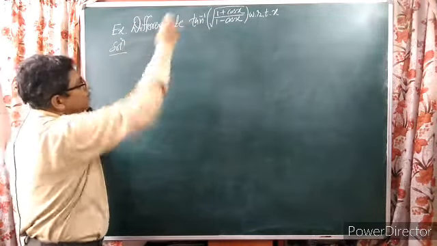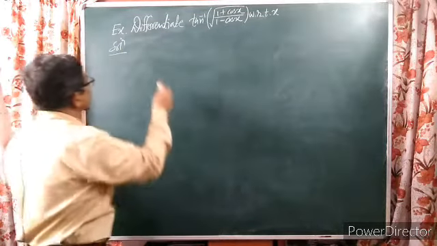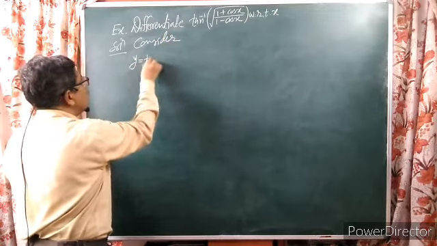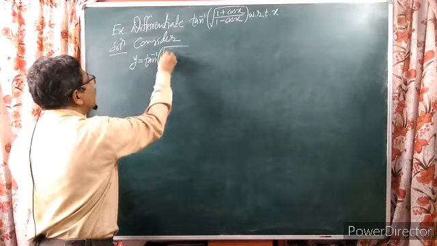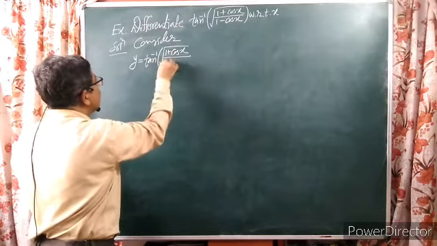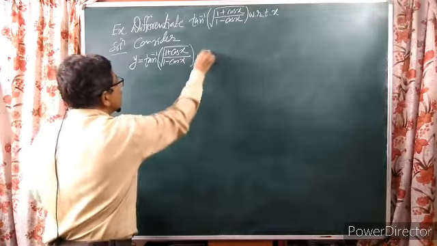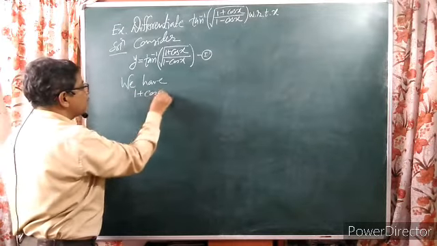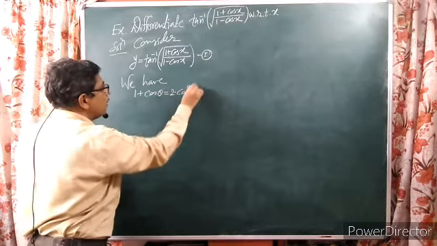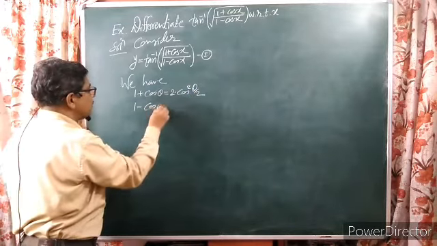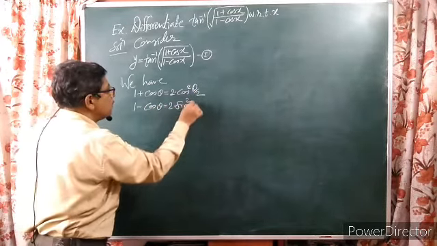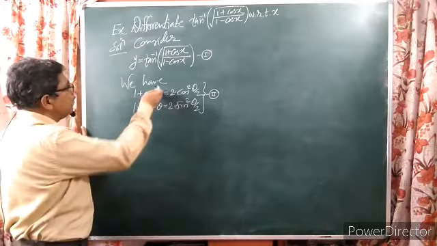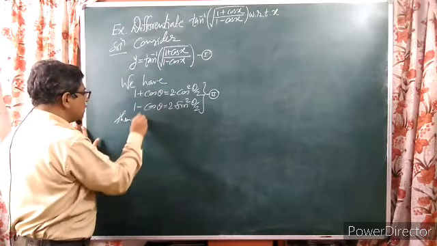Differentiate tan inverse of root of 1 plus cos x upon 1 minus cos x. So consider y is equal to tan inverse of root of 1 plus cos x upon 1 minus cos x. Call this equation 1. See what these formulae are: 1 plus cos theta is 2 cos square theta by 2, and 1 minus cos theta is 2 sin square theta by 2. So instead of theta, we have x here.